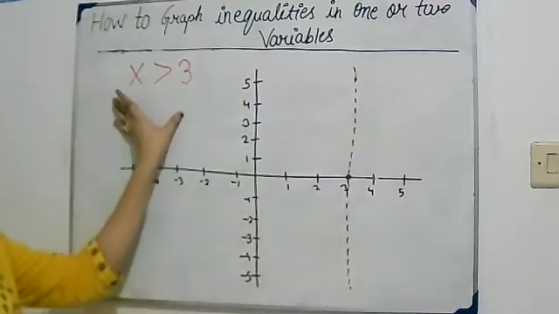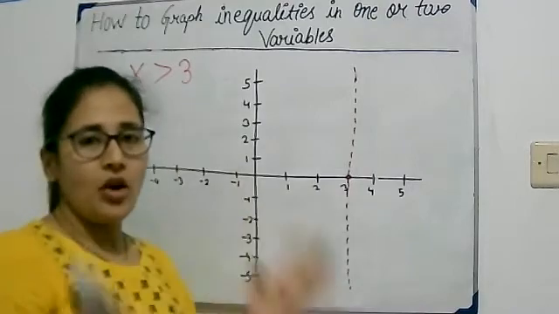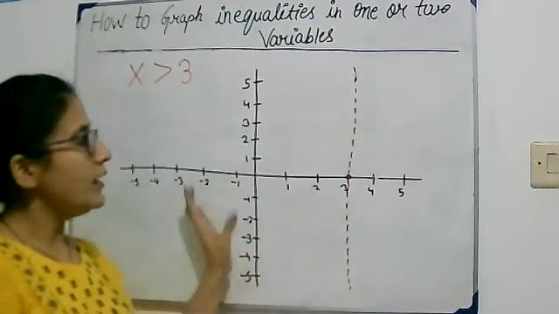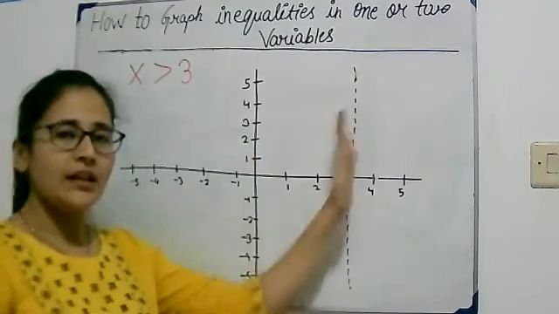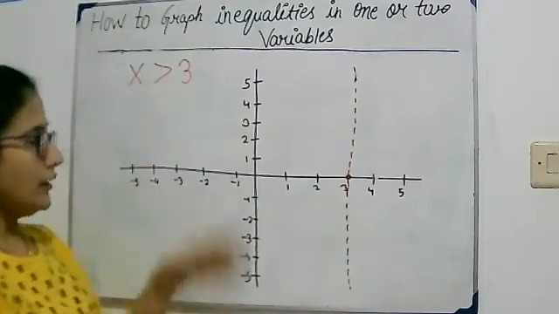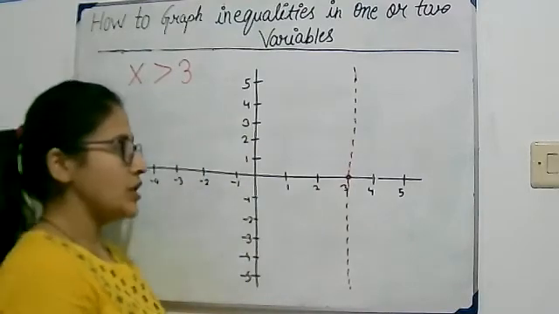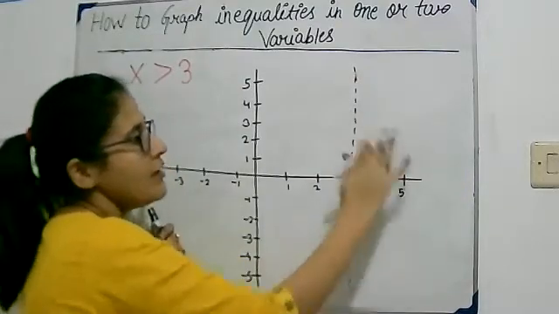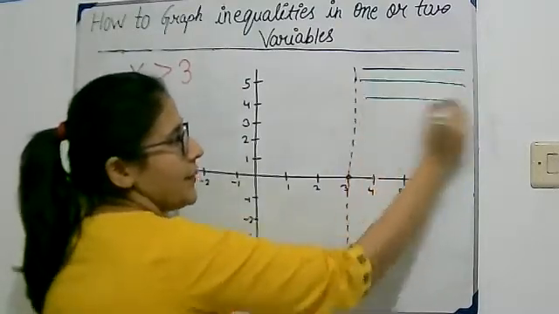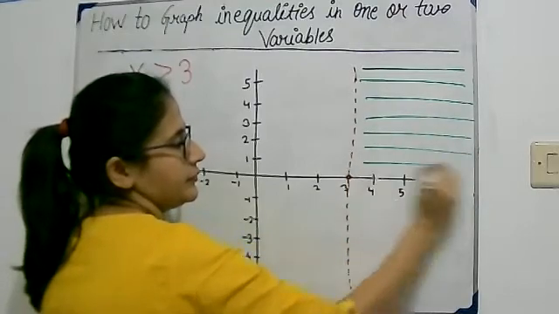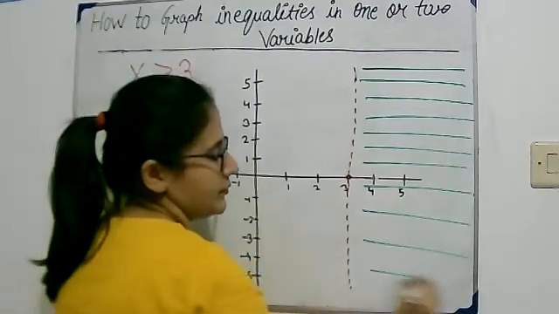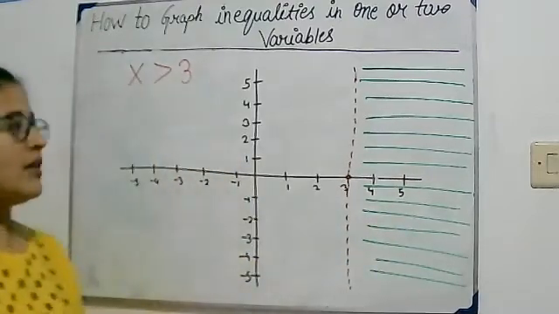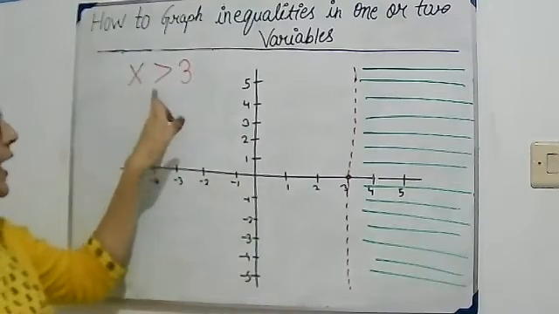Because this is an inequality, we will get a set of solutions. The answer will be in a range. Now in the graph, we will shade that range. Greater than 3 means all values on the right side, that is greater. We will shade that region. In graphing, we shade the region which is greater than 3.